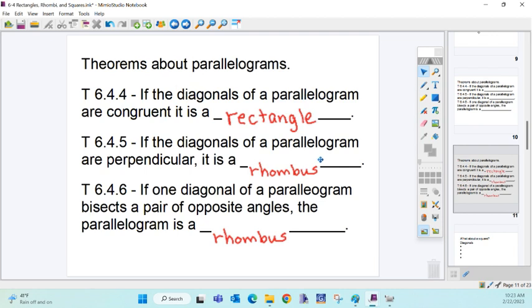Yes. Could it also be a square? As a matter of fact, it can be, because interestingly enough, a square is a special type of rectangle, and it's also a special type of rhombus. So square fits all of these categories as well.